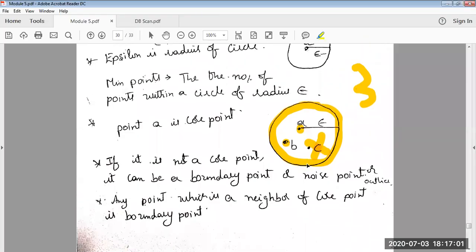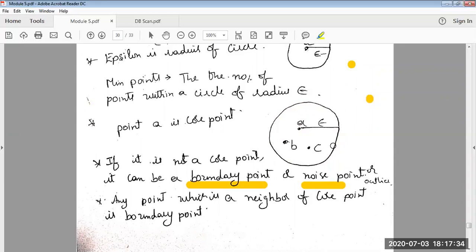So we saw two terminologies here. One is epsilon, the other one is minimum points. The third one was the core point. One more terminology will be introduced here, called the boundary point. We will see the definition of boundary point in the next instance. So what is a noise point? A noise point is a point that does not fall within the cluster. For example, if I have some point somewhere outside the cluster, then these points will be declared as noise points.